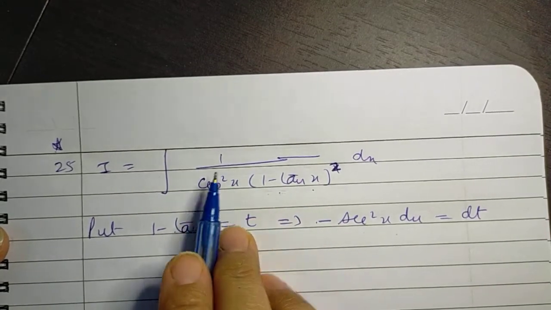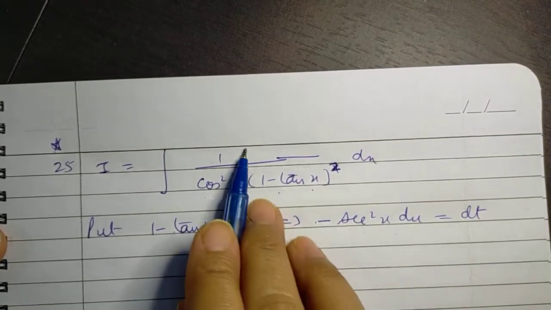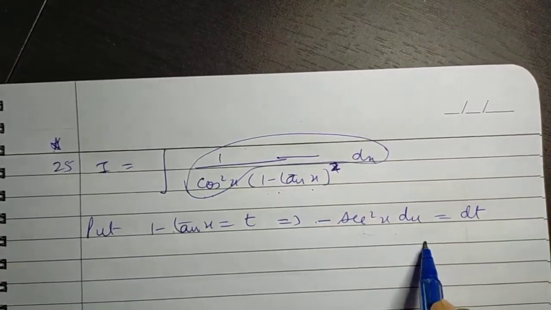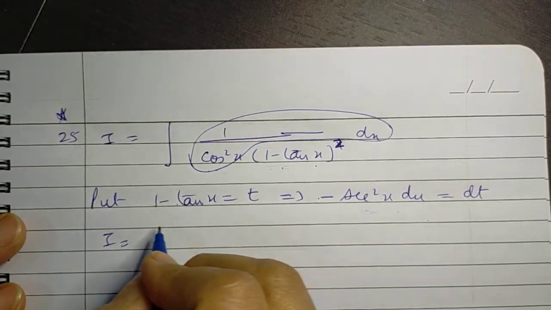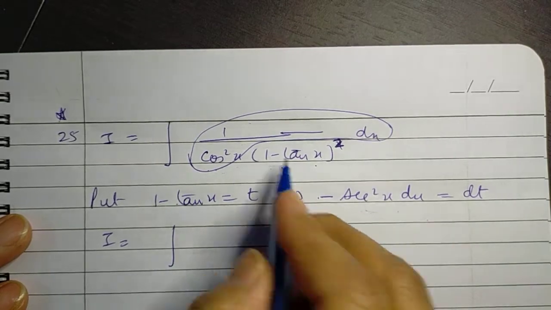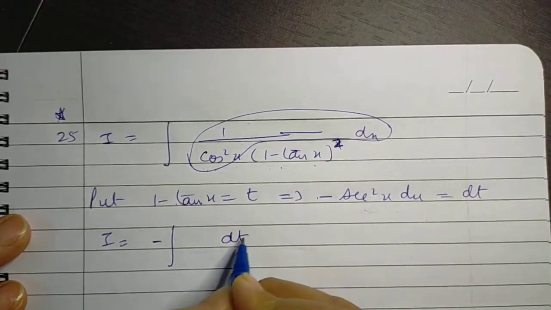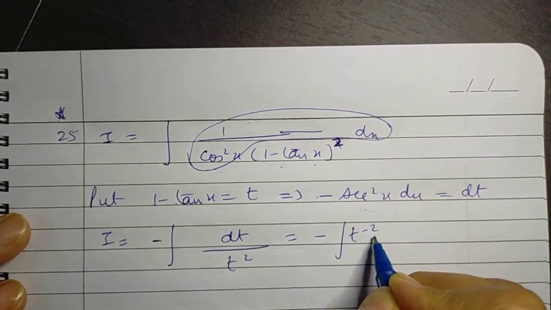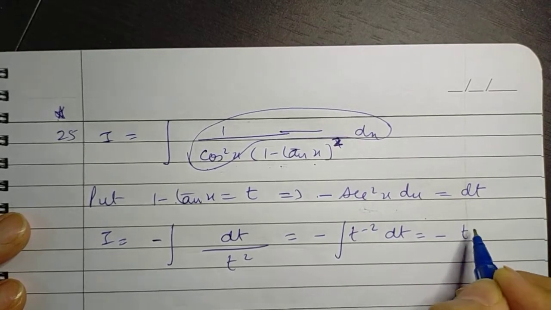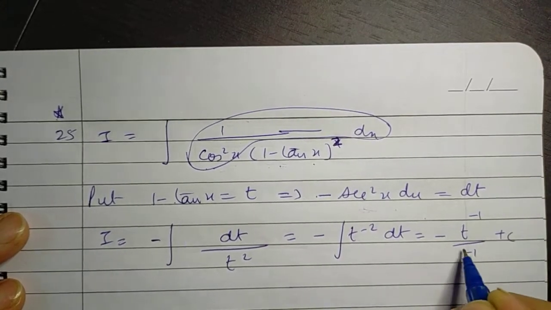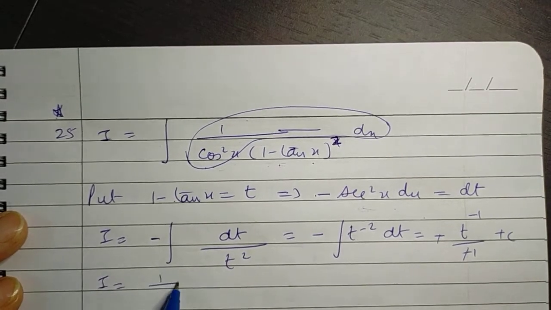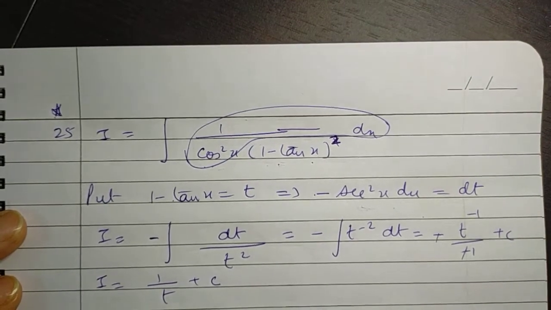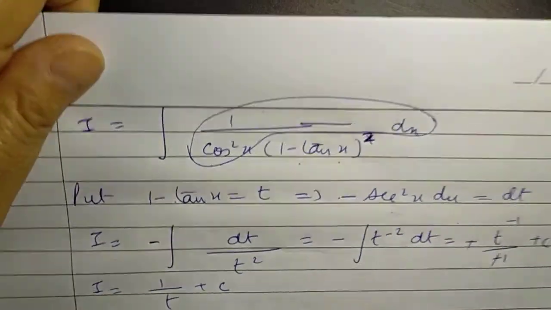Now let's see what is given in the function. It is 1 upon cos squared x, which is nothing but sec squared x. So what do we observe? That this gets absorbed in dt, and again it's a direct application. So what do we get? In place of this we'll be writing minus of dt upon t squared, which can be easily solved as minus of t raised to power minus 2 dt, whose integral is t raised to power minus 1 upon minus 1 plus c. This gets cancelled. I is equal to 1 upon t plus c. Replacing back, you get 1 upon 1 minus tan x plus c is the answer.